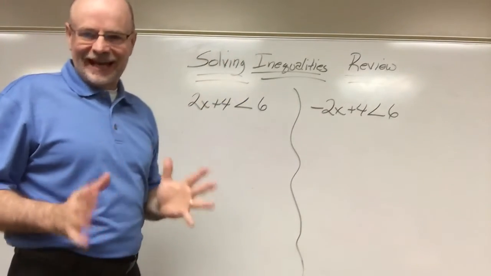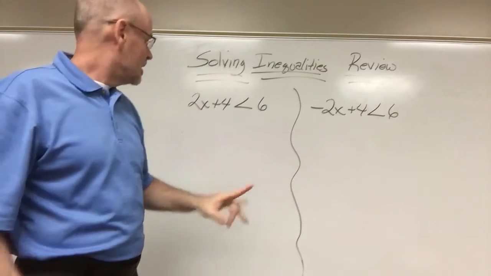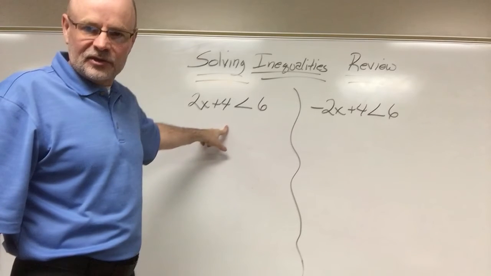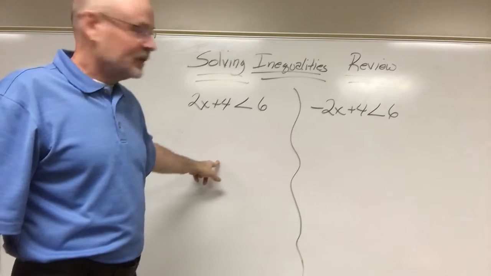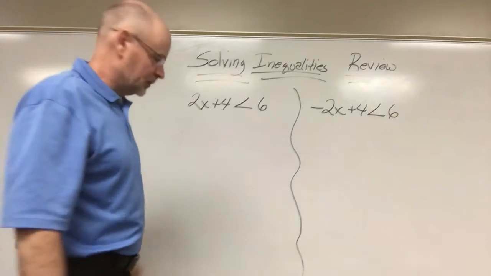Notice my steps are exactly the same, so I can ignore that inequality. I'm going to do the same thing first. I'm going to start on the side with the variable. I'm going to deal with the addition or subtraction by doing the inverse operation, and then my last step is going to be to divide. So I notice I have plus 4 on this side, so I'm going to subtract 4 from both sides.